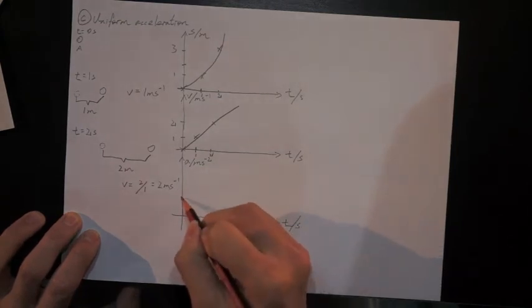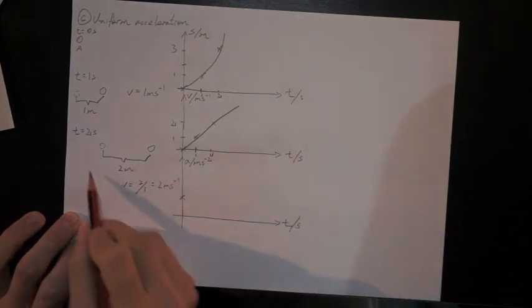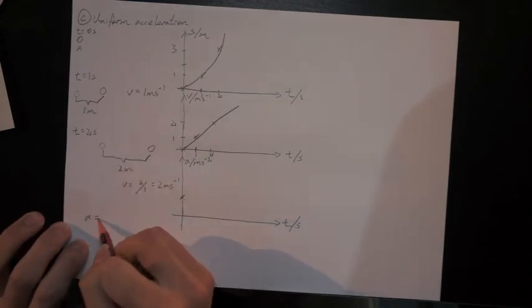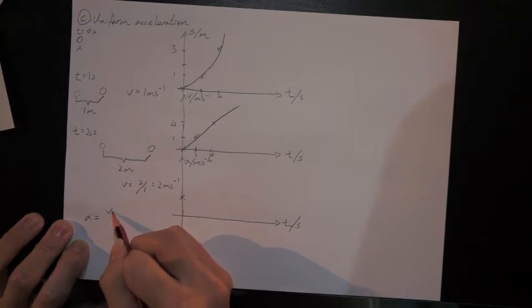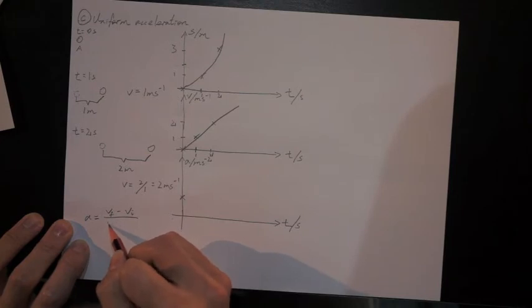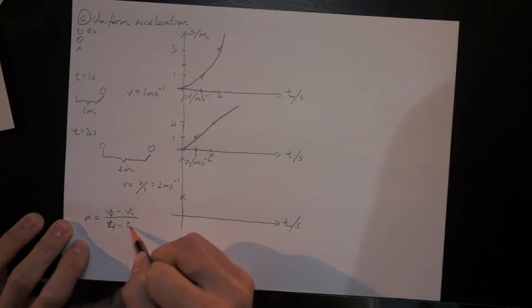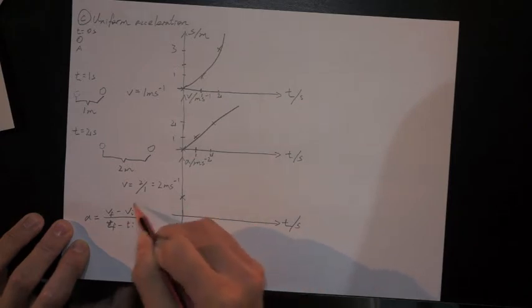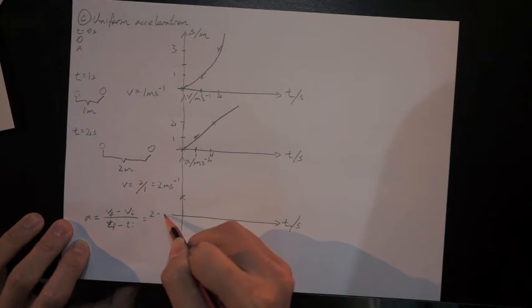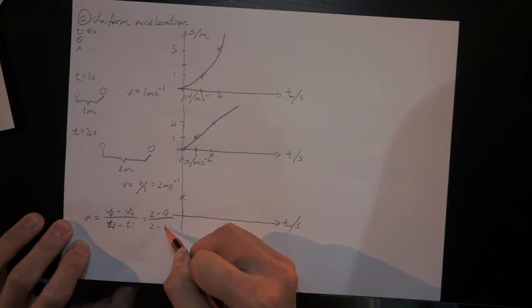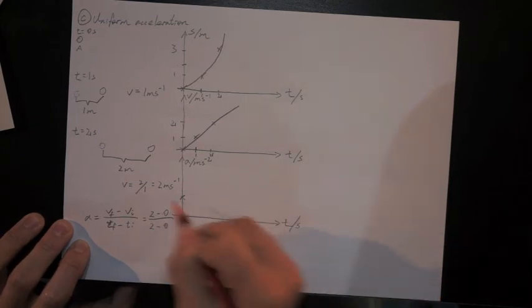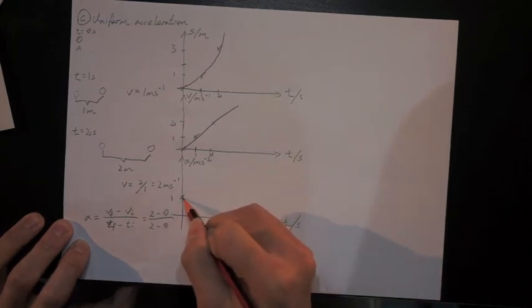The acceleration here, we can see a is equal to final velocity minus initial velocity over final time minus initial time. Therefore, it's equal to 2 minus 0 over 2 minus 0. Therefore, the acceleration is equal to 1 meter per second squared.